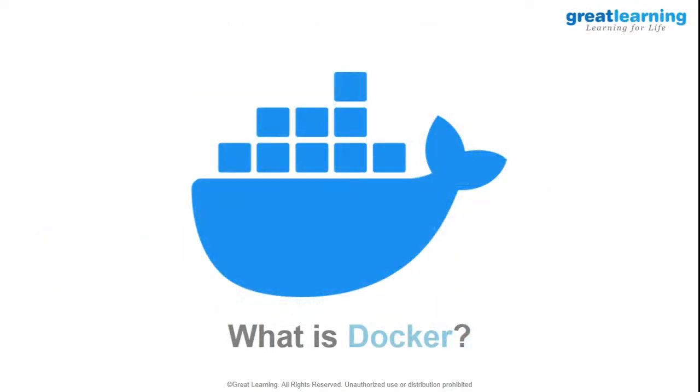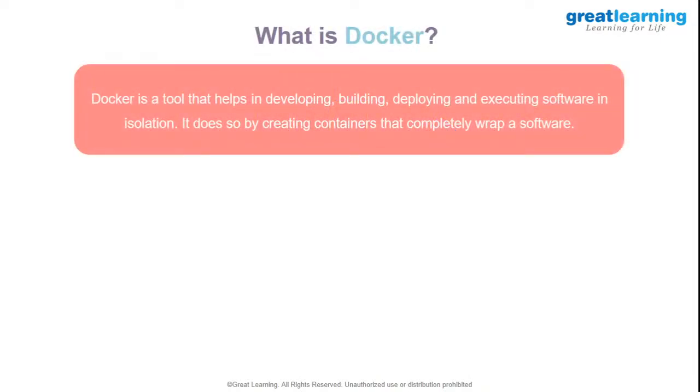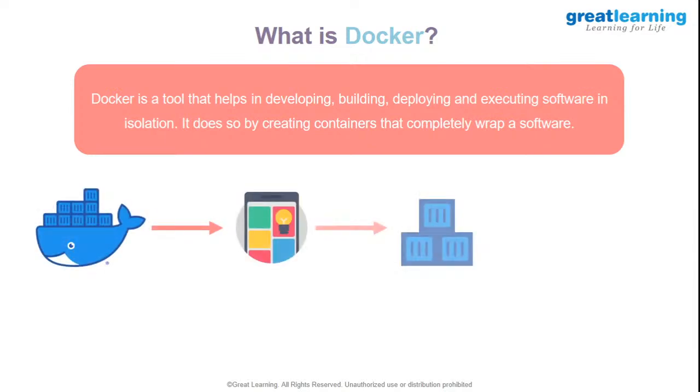Alright, so now let's talk about Docker. We know what containerization is. What is the need of Docker? So Docker basically helps us to develop, build, deploy, and execute software in isolation. We talked about containers, right? So Docker basically helps us create those containers. You can take any software and put it into a set of containers, and then you can go ahead and deploy it in those set of containers.